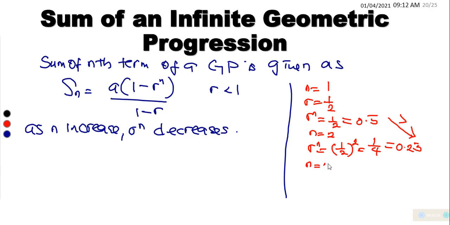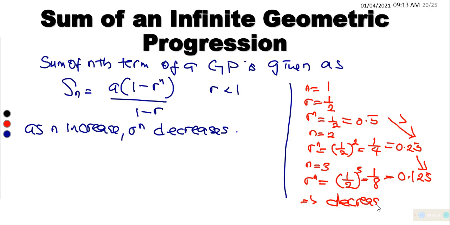If your n becomes 3, you have r raised to power n to be 1 over 2 raised to power 3, which is 1 over 8, which is 0.125. And you can see that 0.125 is less than 0.25, so there is a decrease. It's actually decreasing. So this statement here is true. So now, as n approaches infinity, r to the n will approach 0.